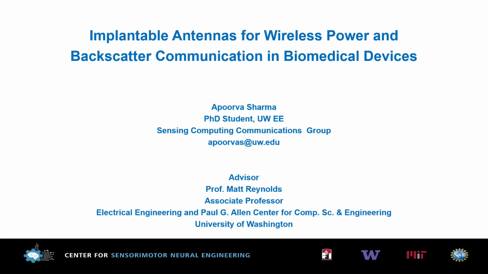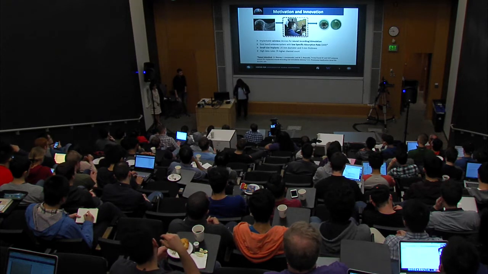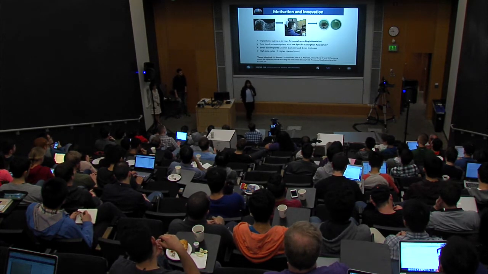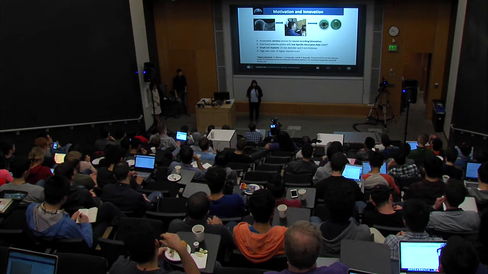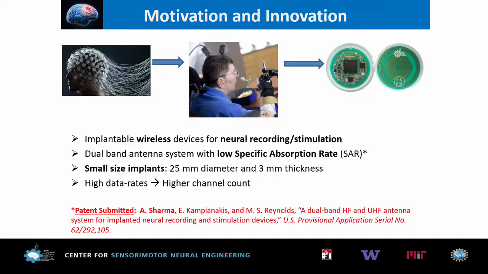Hello everyone, I'm Apurva Sharma, and today I'm going to talk about implantable antennas in biomedical devices. Imagine moving a mechanical arm just by thinking, or playing video games with your mind. This may seem like science fiction, but engineers and scientists are trying to make it possible, and the technology is called brain-computer interface. So in brain-computer interface, a computer acquires a neural signal, analyzes the data, and translates the signal back to the brain with a specified signal.